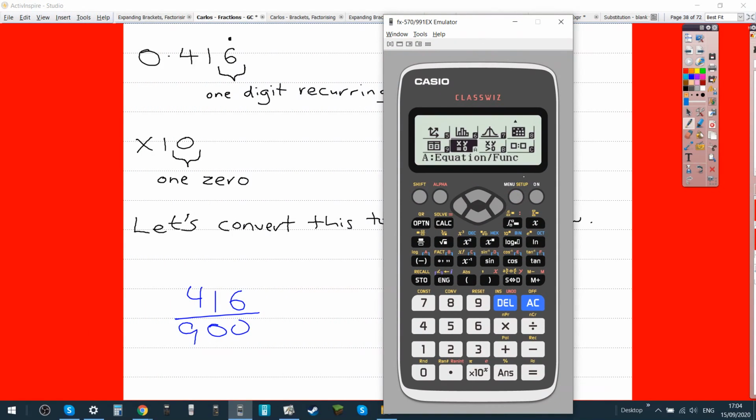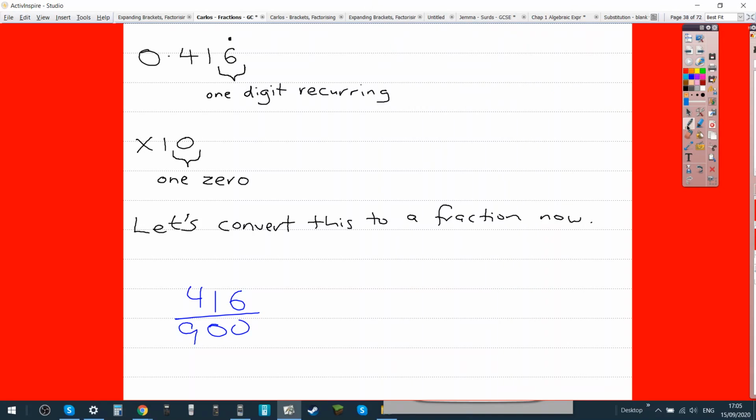Let me check. 416 over 900. And that is 0... No, that's not true at all, is it? There's some little easy trick. Okay, looks like we have to do it the difficult way, and maybe that will show me the easy way to do it. You say x is 0.416 recurring.